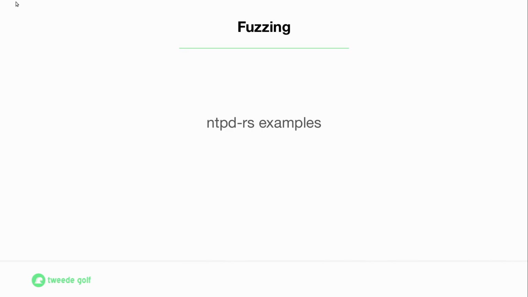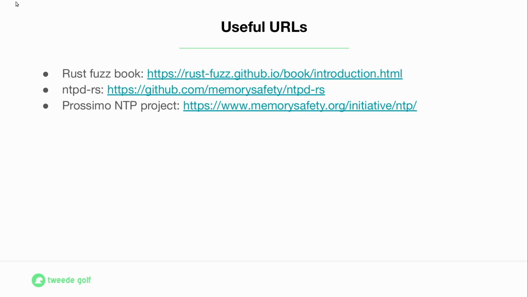So yeah, that's what I wanted to talk to you about today. Here are some useful URLs if you want to read up some more. The Rust Fuzz book is a really good introduction to how all this stuff works. It basically covers most of the ground I've covered here today, but it goes a little slower. If you are interested in our NTP implementation and want to play around with that, it's a GitHub project. And if you want more information just about the Proxima NTP project in general, you can also find it here.